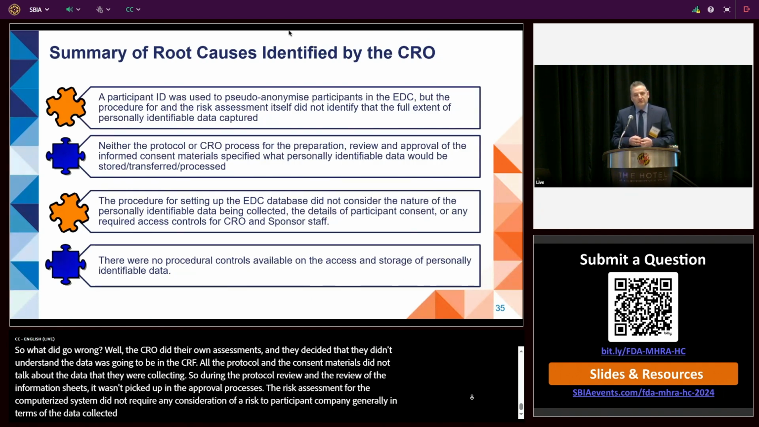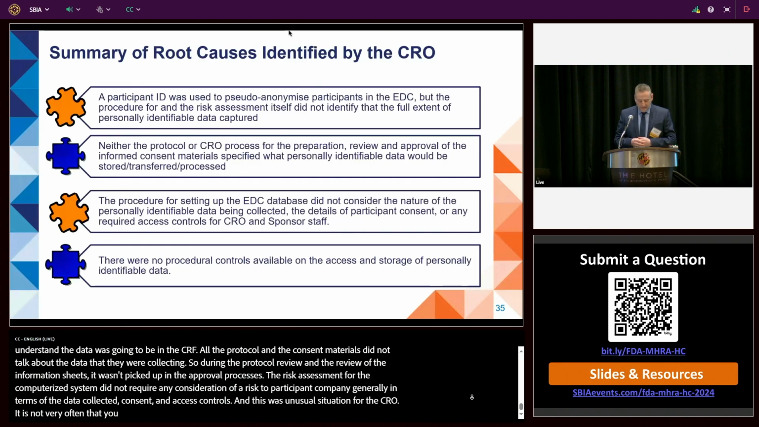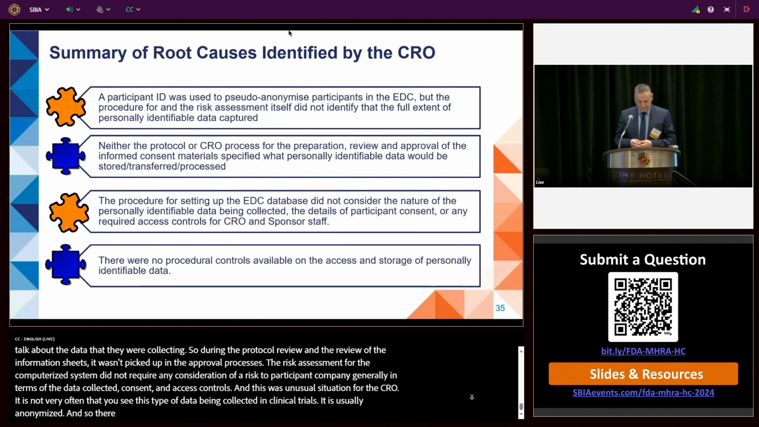And this was an unusual situation for the CRO. It's not very often that you see this type of data being collected in clinical trials. They're usually anonymized. And so there were no procedures in the organization to address how to manage such data at all.